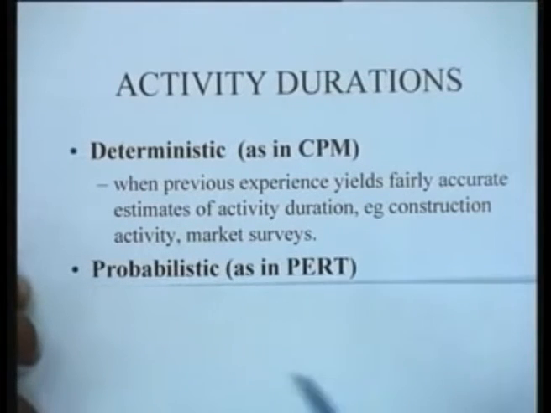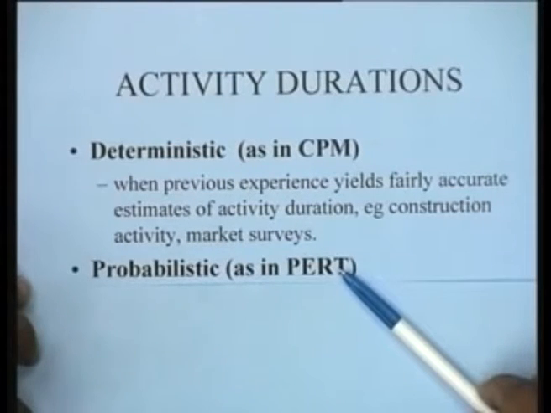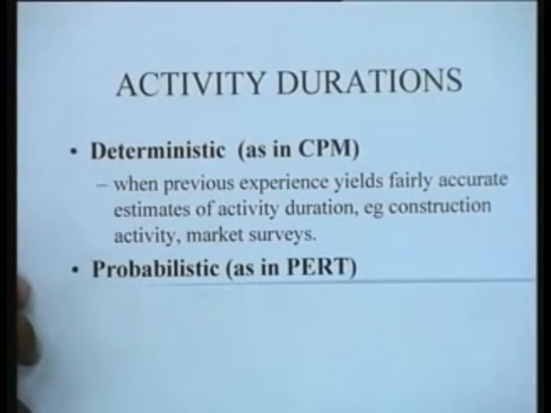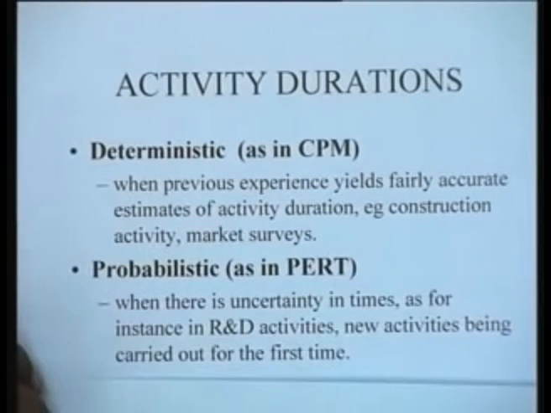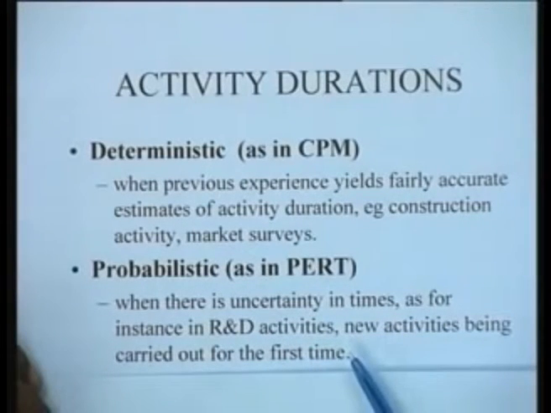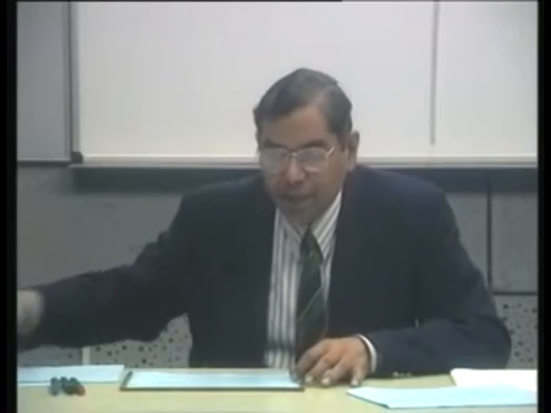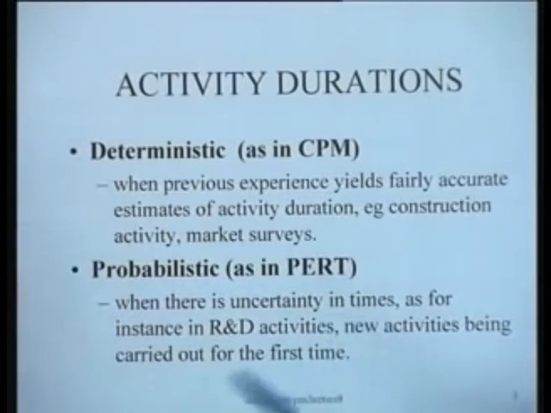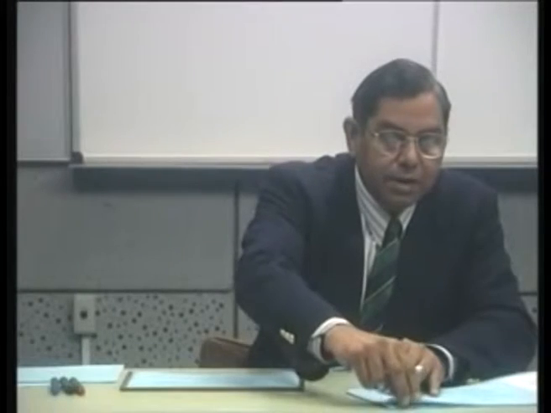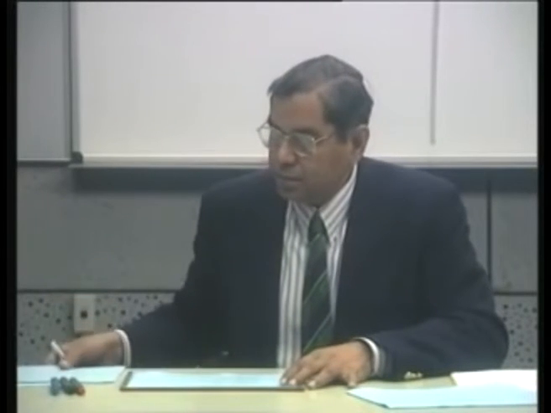On the other hand, we have probabilistic time estimates, which happens for instance in PERT, or program evaluation and review technique, and the essence here is that there is considerable uncertainty in times, as for instance in research and development activities or when new activities are being carried out for the first time. So in such situations it is not easy to estimate the time of the activity accurately, and therefore you can assume various estimates of time, and as far as the manner in which these estimates are obtained, here is what we can say.